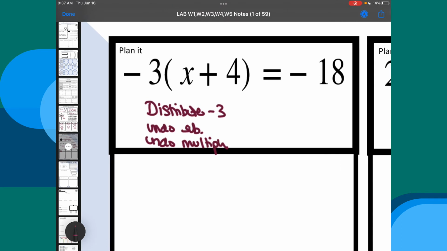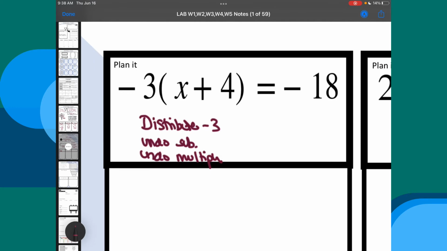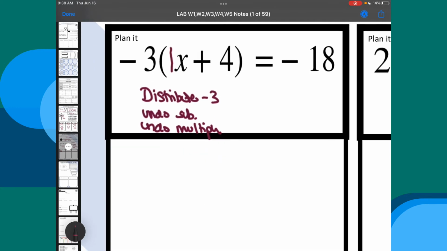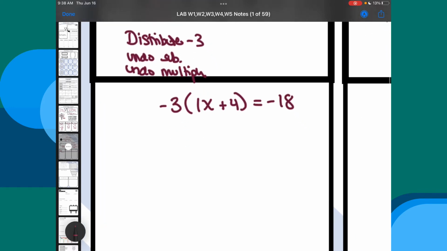Our first example is -3 times (x plus 4) is equal to 18. I notice that there's no number in front of x, so I'm going to put my 1 there. I'm going to think about my plan. So I'm going to first distribute that -3 in. Then I'm going to have some subtraction. So I'm going to undo that subtraction. From there, I'm going to have to undo a little bit of multiplication. So let's take a look how to do this.